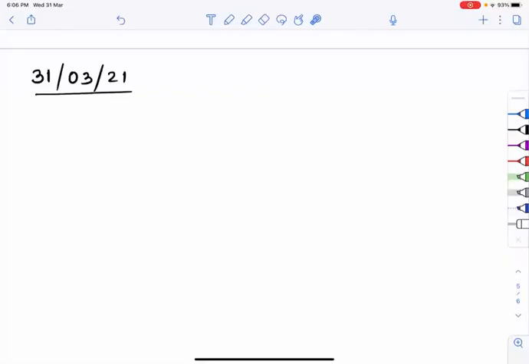Let's take a question today. Question: solve for x. Solve for x. That means you have to find the value of x from this equation.